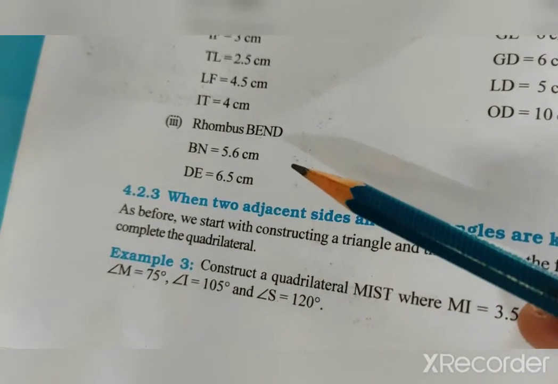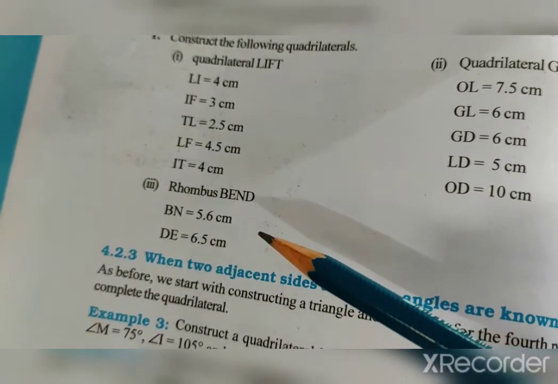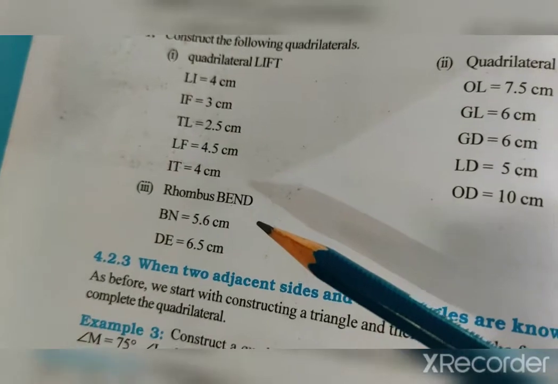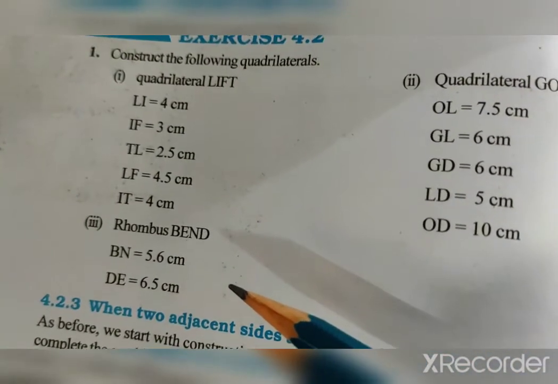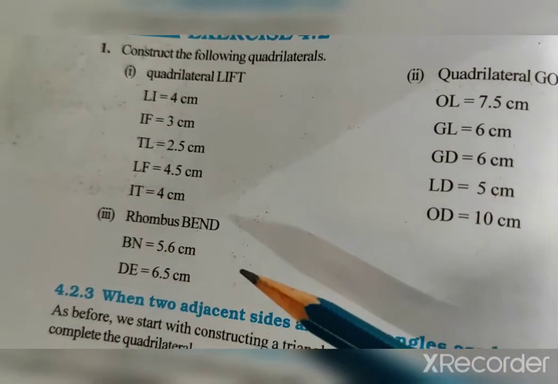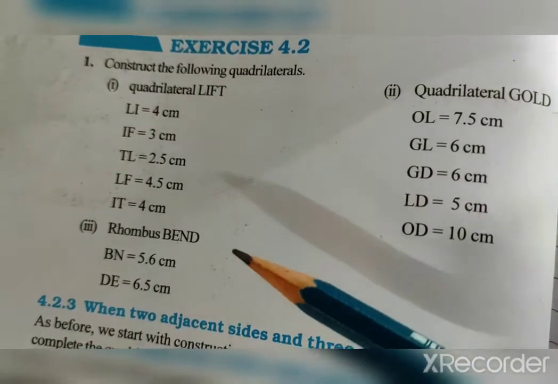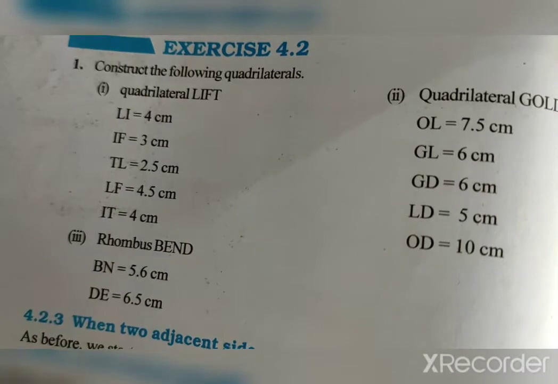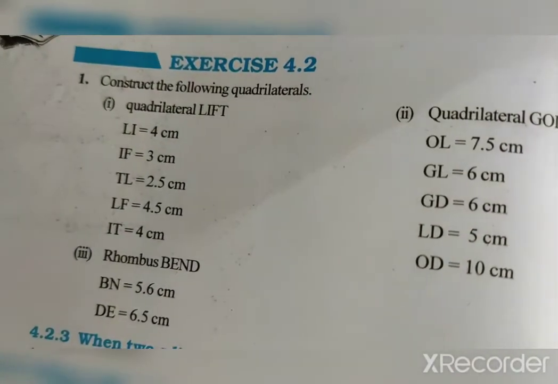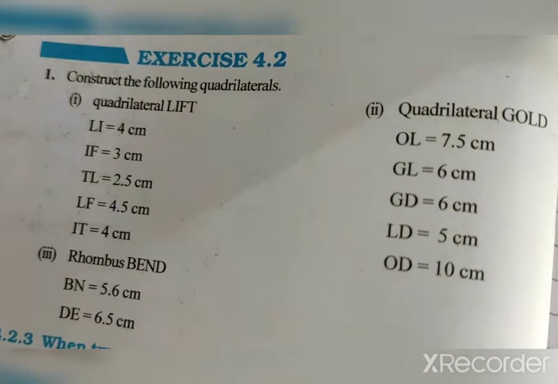Here it is a rhombus, and in a rhombus you know all the sides are equal, so you will try. If you are facing any query or any problem or any difficulty, you can ask me in the group. So 4.2 is finished here.